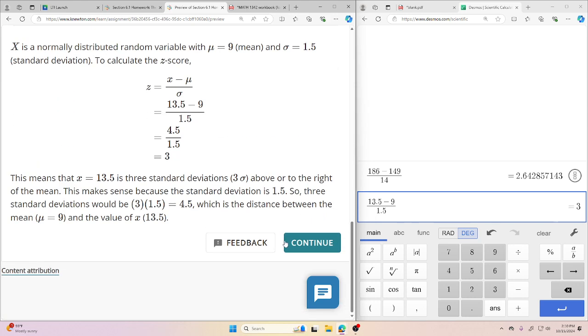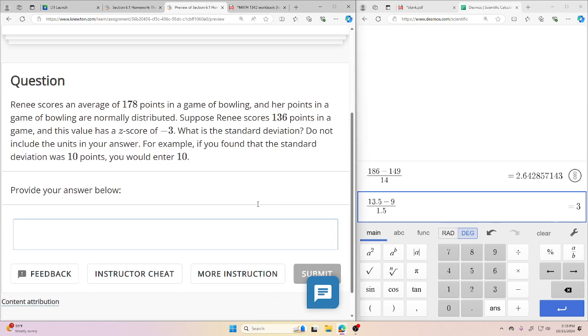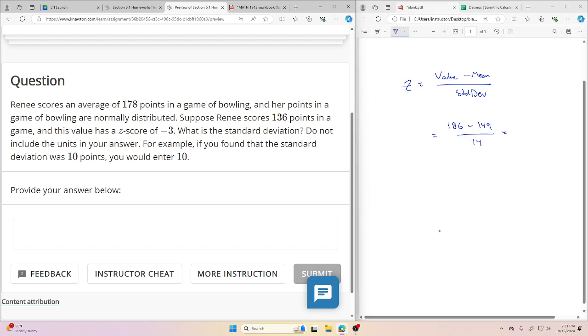That's not too bad. I like this homework. I don't like this homework all of a sudden. What's going on? So scores have an average of this much, and her bowling game score is this much, and those are really good scores. The z-score is -3. What's the standard deviation? We already had these kind of questions. Did we already do this earlier?